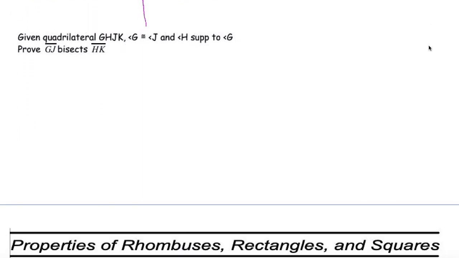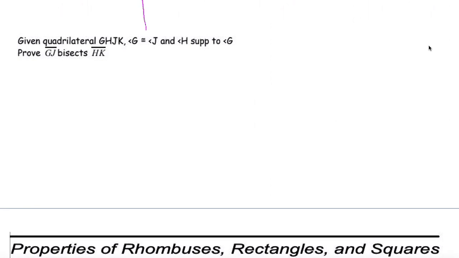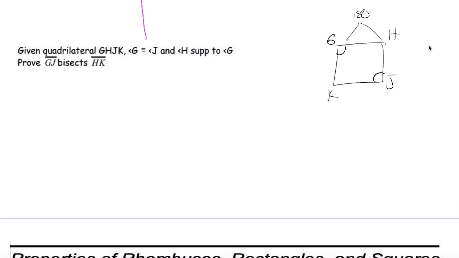Let's look at one that is a little bit more complicated. So again, we have kind of a generic quad blob going here. This one is G, H, J, K. They've given us that G and J are congruent, that H is supplementary to G, so having those add to 180. Our goal is to prove that GJ bisects HK, which if it's a parallelogram, then that would be true.